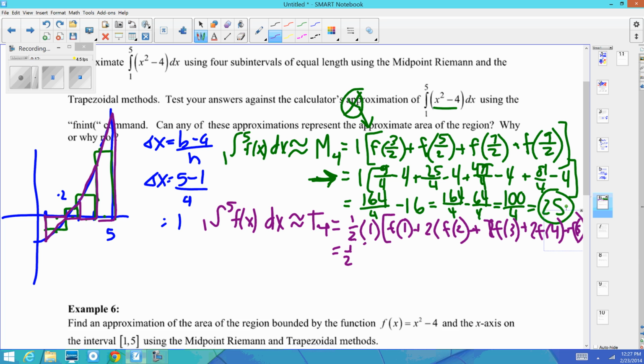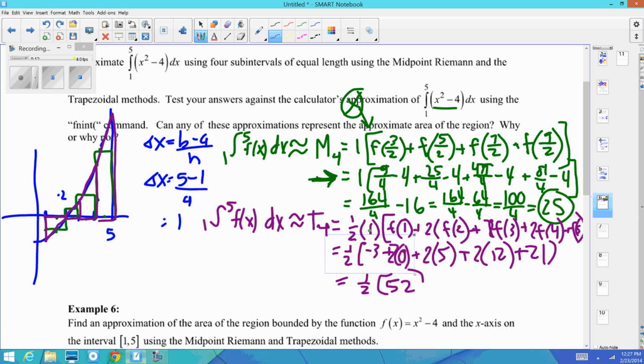1/2 times, what do you get? -3 plus 2 times 0, plus 2 times 0, plus 2 times 5, plus 2 times 12, plus 21. All right, 1/2 times, I think adding that up will give you 52, equals 26, which is close to our other one. Okay, I'd like to see if I'm even setting this up right. And again, you could stop right here, but to kind of move forward, I wanted to do that.